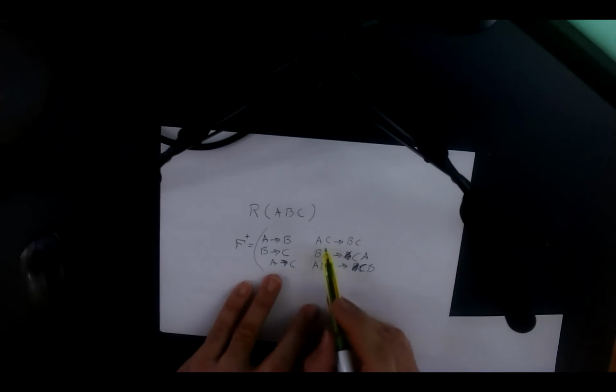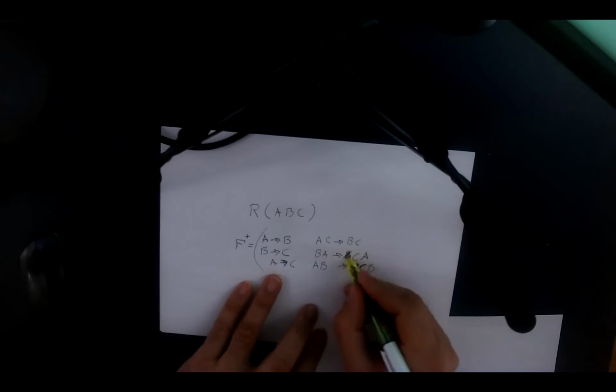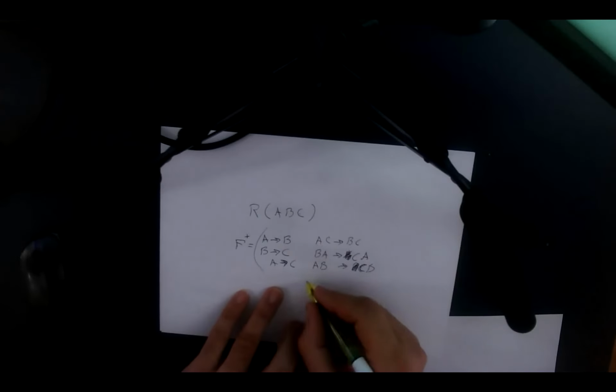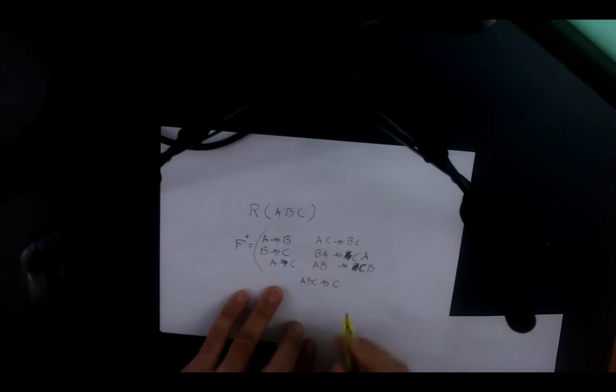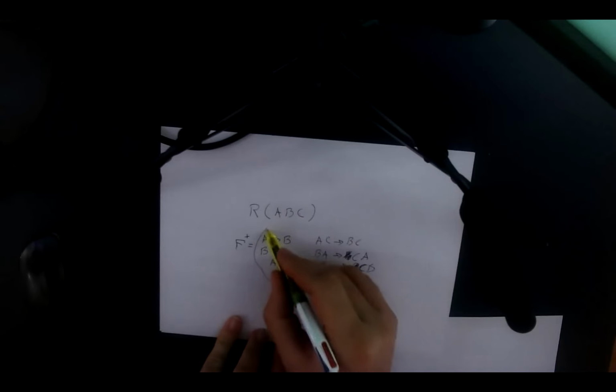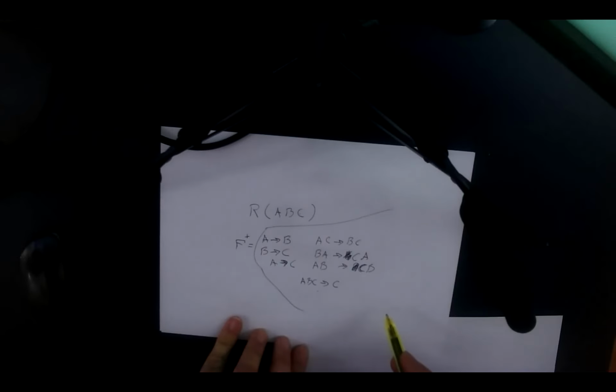Then thankfully we don't have any strange transitivity there. And then we have all these ridiculous ones, like ABC goes to C. I don't want to write all those out. But this will terminate, and then we'll have a full closure.